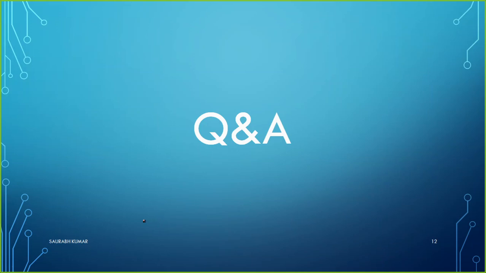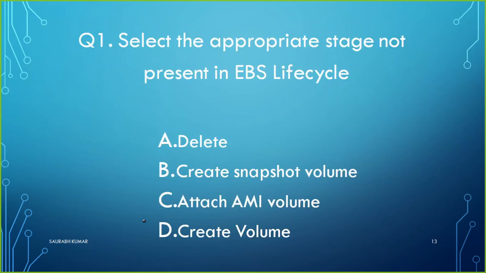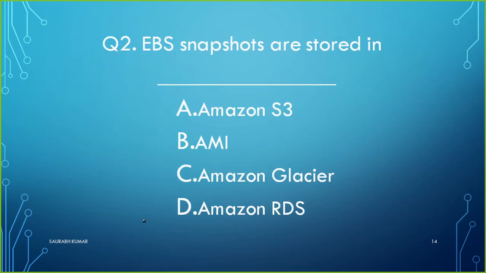The first question relevant to today's topic is, select the appropriate stage not present in EBS lifecycle. Which one is not present? Answer this question here. Second question is, EBS snapshots are stored where exactly? I have explained you already. Whenever we take EBS snapshot, where is it being stored? So what is the right answer?